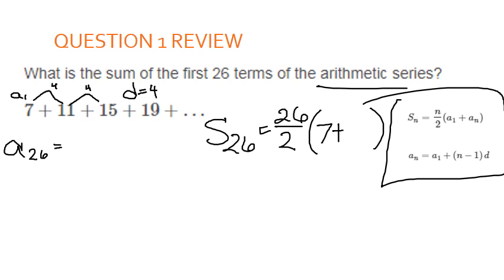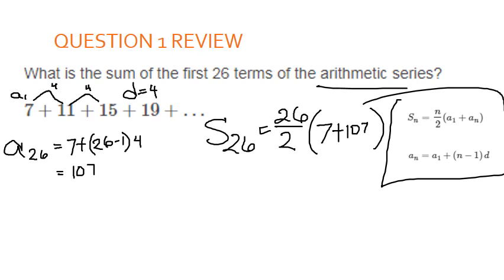Now I can find my 26th term by using the second formula. So I have 7 plus 26 minus 1 times my difference, and that's 4. Type that into your calculator or work it out by hand, and you should get 107.